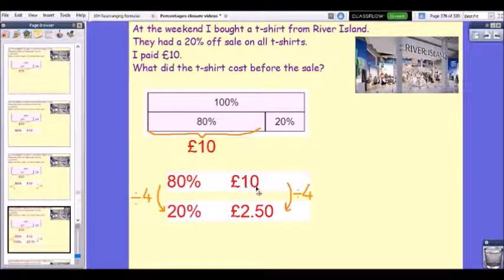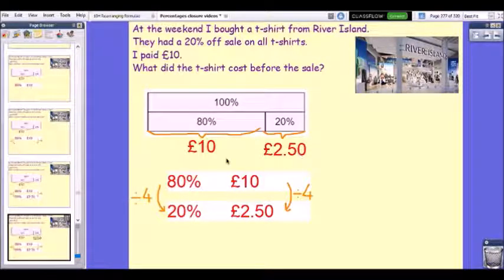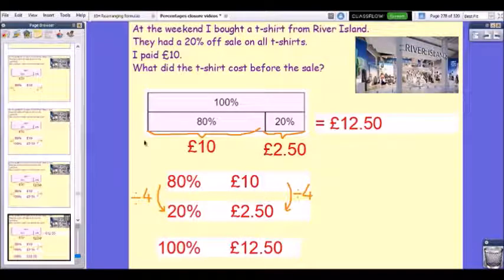£10 divided by 4 gives me £2.50, which means that this missing 20%, so that original reduction, was £2.50. So overall, the price of that original t-shirt was £12.50, so it was not £12. So this is why, if you draw a bar model, it does help you avoid that common mistake.